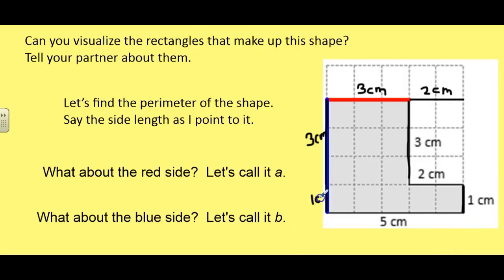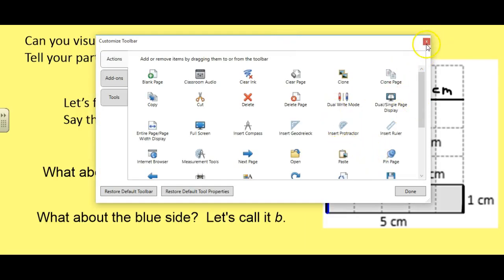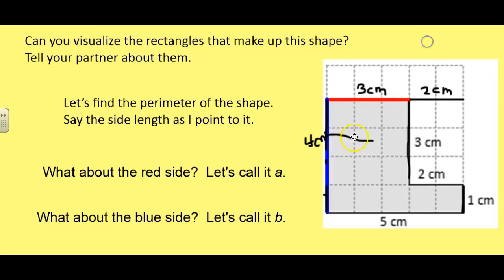So now all I have to do to find the length of this side that's blue is add these 2 together. So whenever I add 3 and 1 together, that's actually going to give me 4 centimeters. So I'm just going to erase this now, and I'm going to write 4 centimeters for this side length. So you have to really look at the other side lengths to help you find the missing side lengths whenever we're working with rectangles like this and trying to find the perimeter.